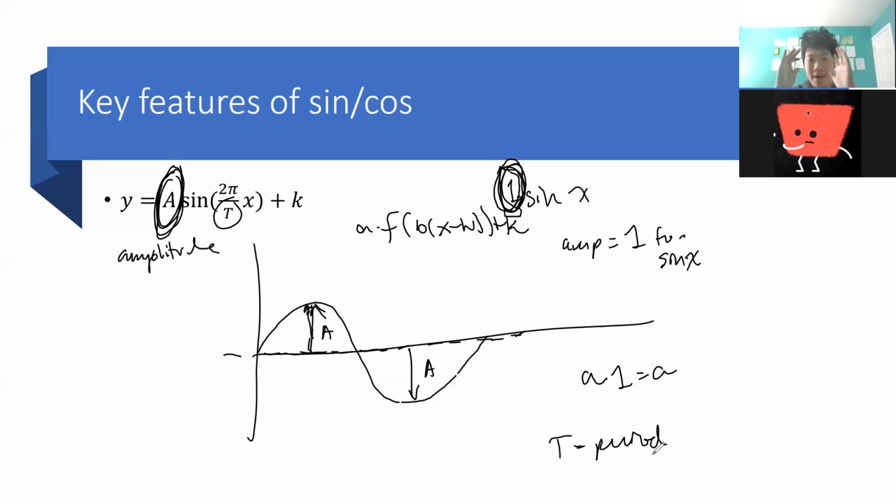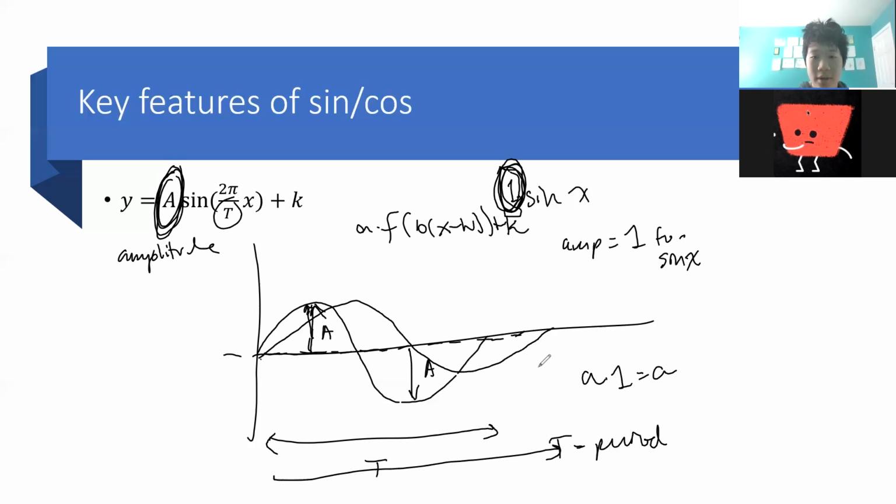The period is the range, the distance that tells us one full cycle. After that, it just repeats over and over again. So how long is one full cycle? That's the period. The period is the measured distance in the x direction. If the period is long, it means that one full cycle takes longer to complete, which means it's more stretchy in the horizontal direction. In this case, the period is longer. If you want the period to be shorter, the graph kind of compresses.